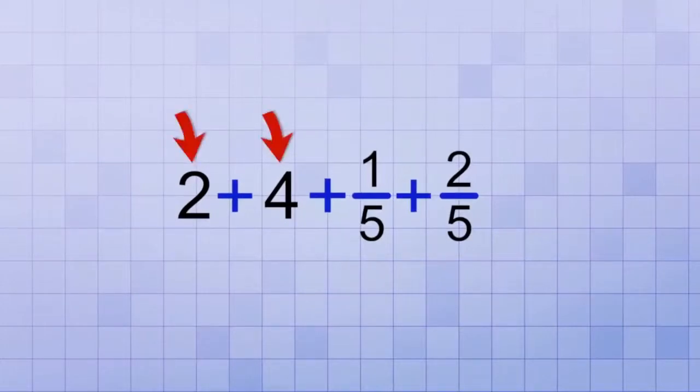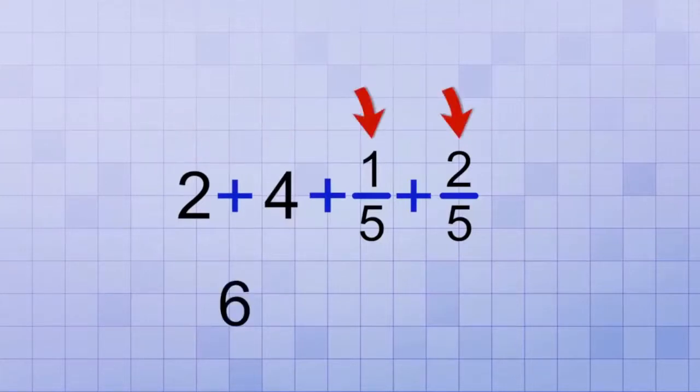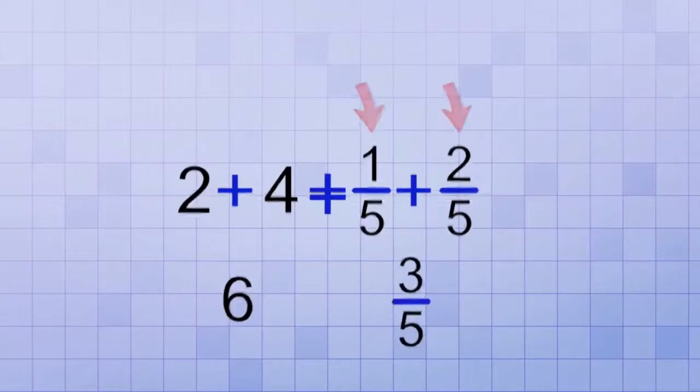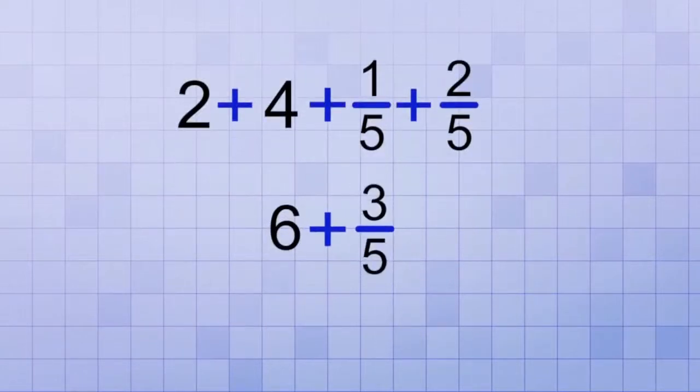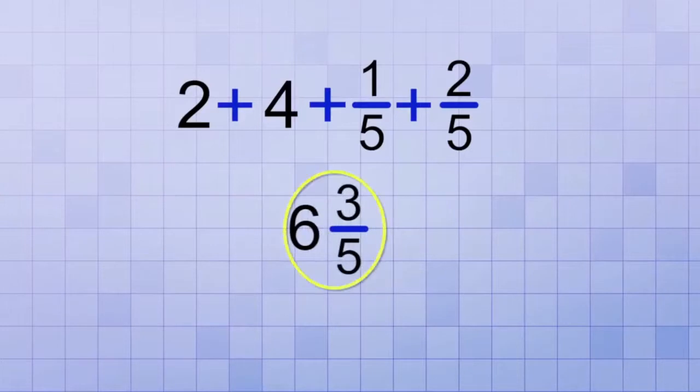Adding the whole numbers is easy. 2 plus 4 equals 6. And adding these like fractions is easy too. 1/5 plus 2/5 equals 3/5. That leaves us with 6 plus 3/5, which is the mixed number 6 3/5.